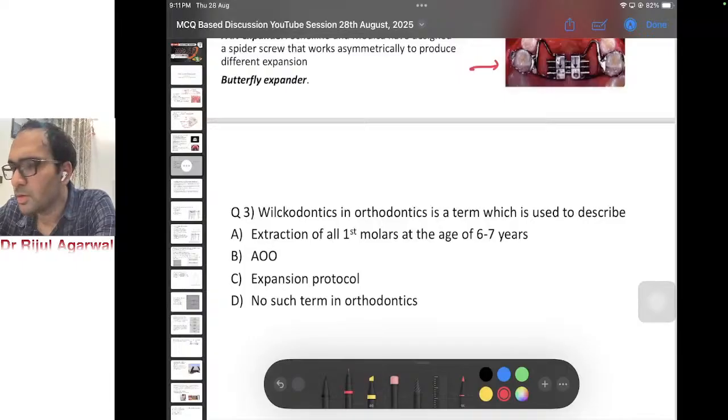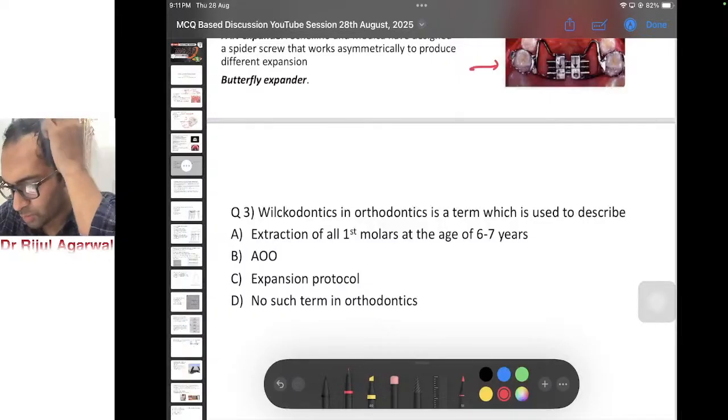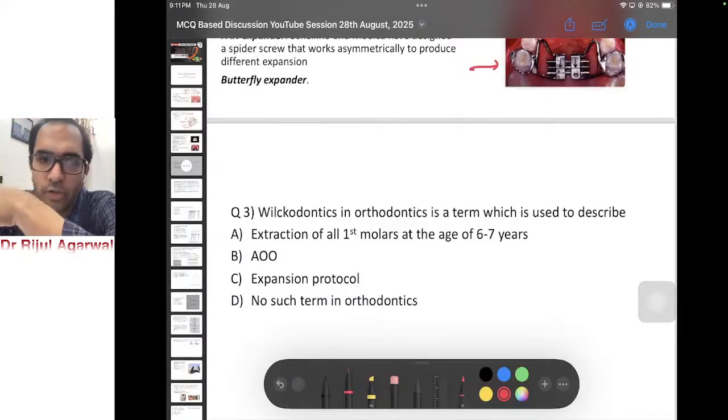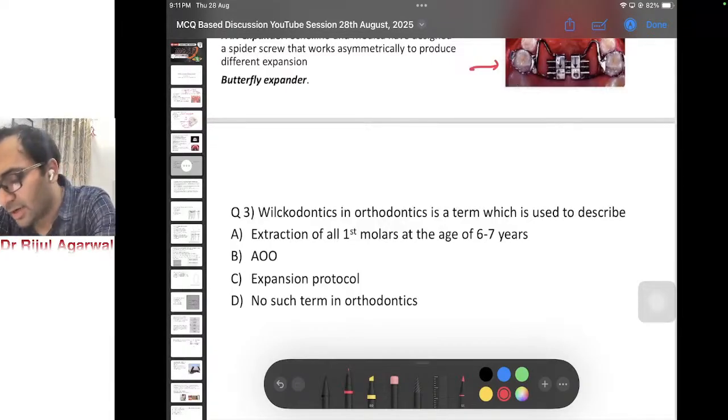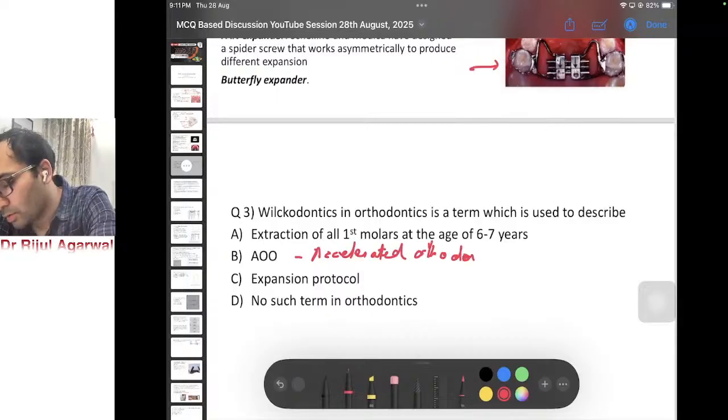Option B. Rit says option B. Ahana, Nimisha all say option B. So yes, Wilcodontics is a term for accelerated orthodontics.